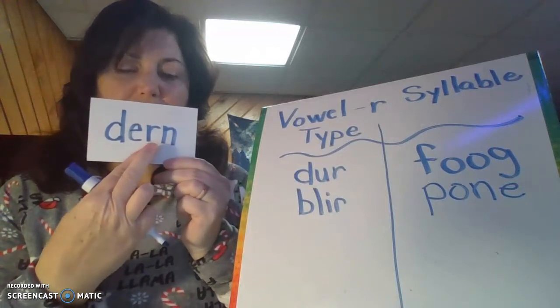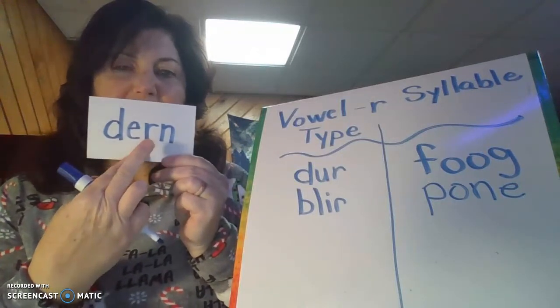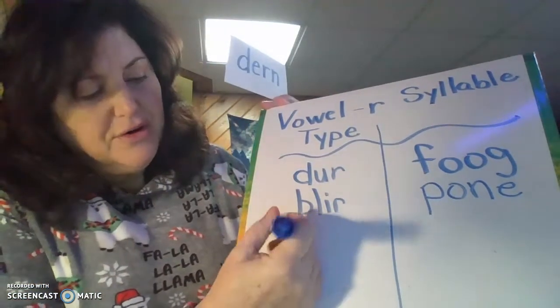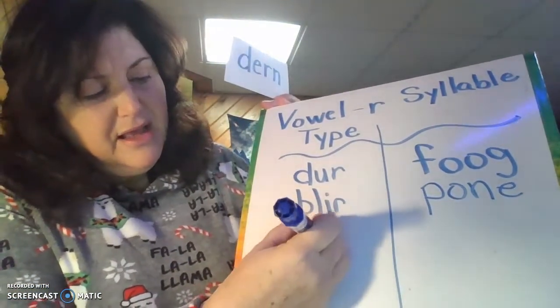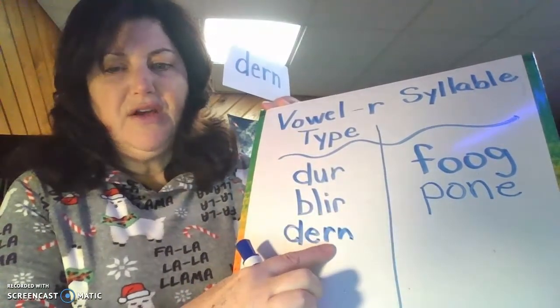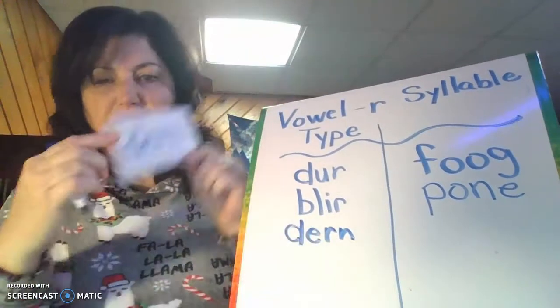Very good. If you said, oh, vowel R, I see a vowel followed by an R, very good. It's going to go on our vowel R syllable side. And let's sound it out. Remember, ER is going to say... dern.